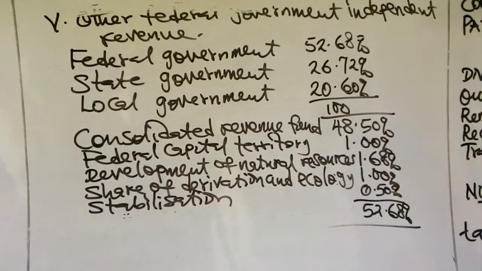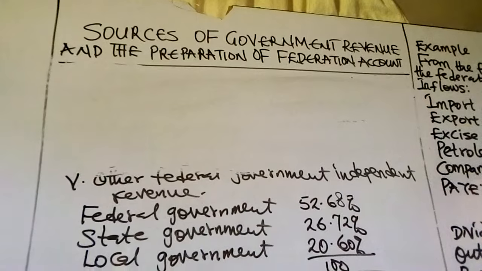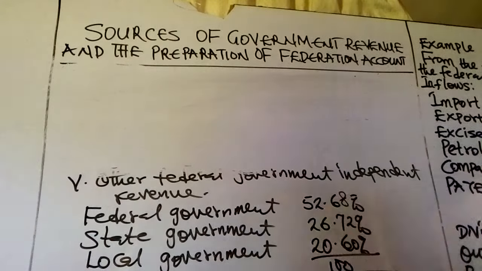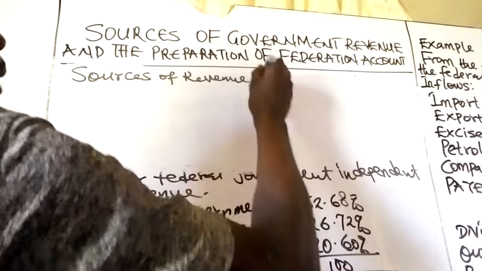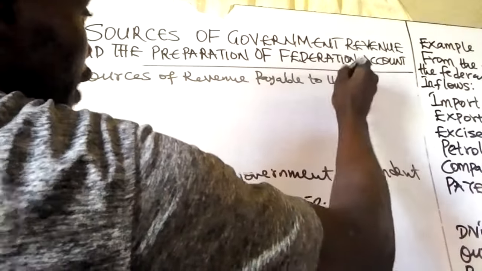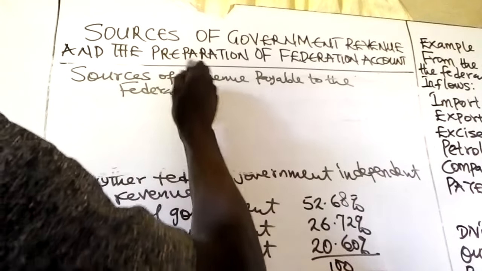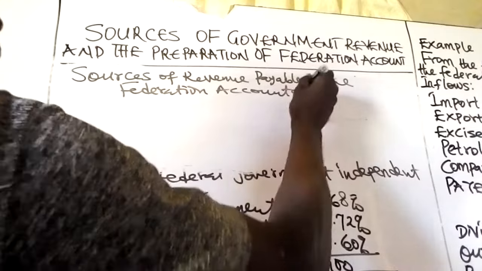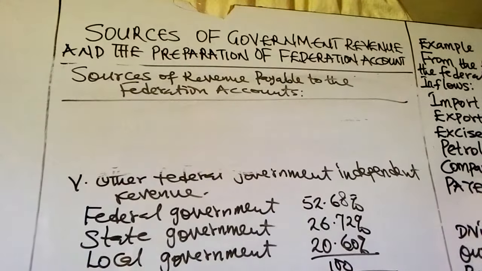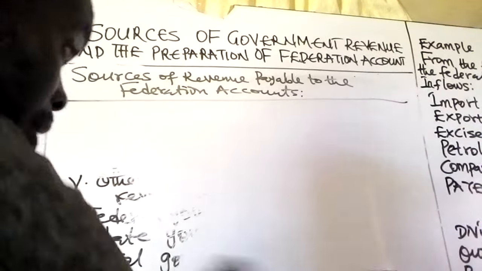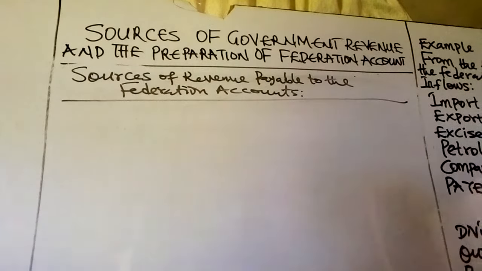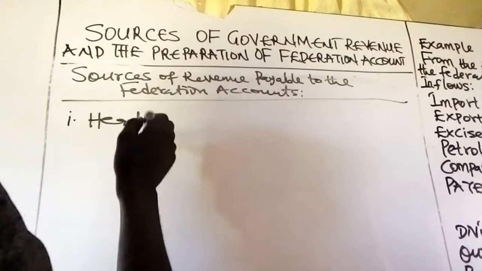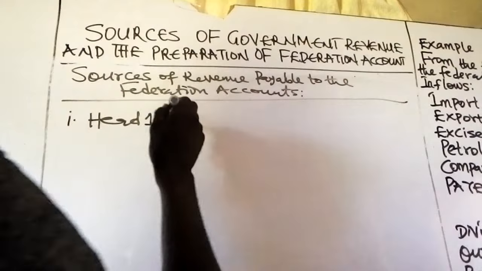So, sources of revenue payable to the Federation account. There are three revenue heads payable into the Federation account. The revenue head number one is for direct taxes.